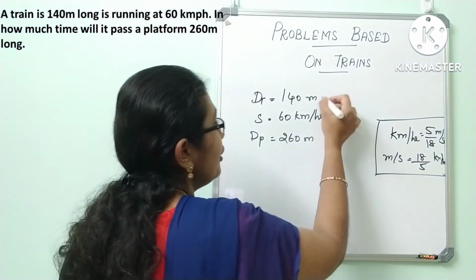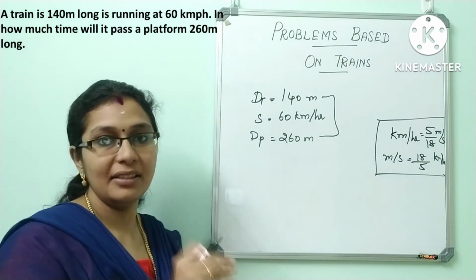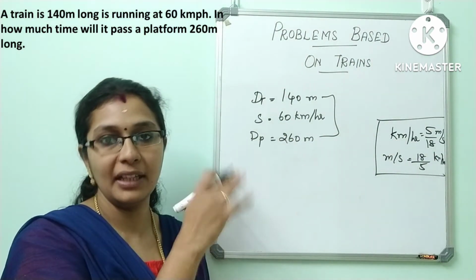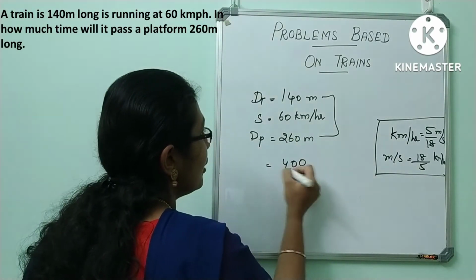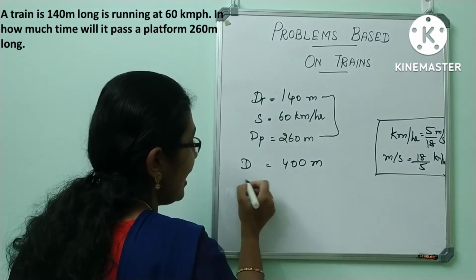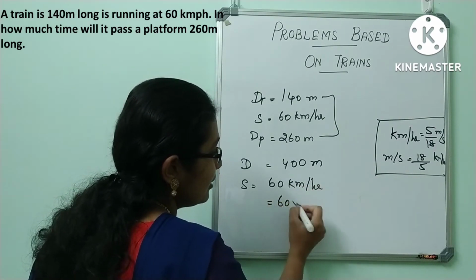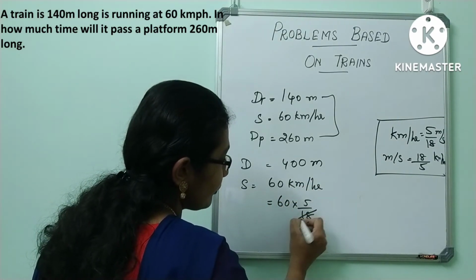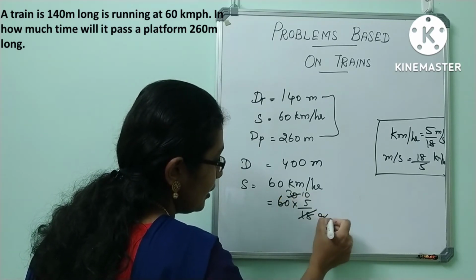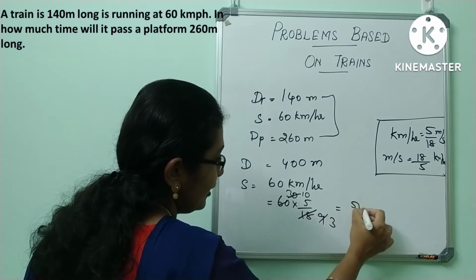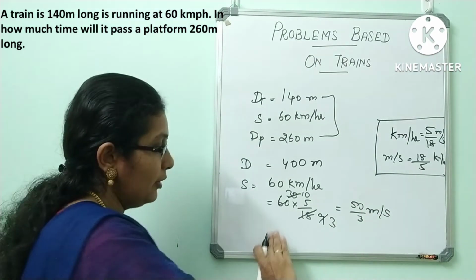Correct? Now what you will have to do, you will add up the distance of train and platform, because both are of considerable length, right? Now when you add, how much you will get? 400 meters is the distance, and speed is 60 km per hour. So convert it to meter per second. So 60 into 5 by 18. 2 9s are 18, 30 times, and 50 by 3 meter per second. Don't go for further calculation, we'll end up cancelling, so don't do that.